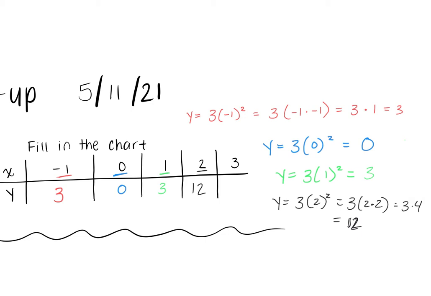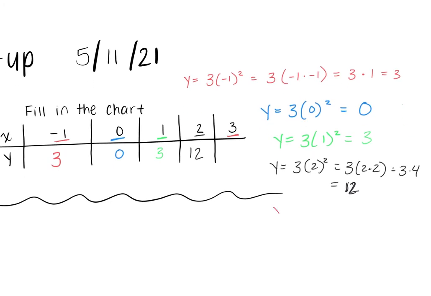And our last one at 3. y equals 3 times 3 squared. Ashton? It would be 3 times 3 times 3. 3 times 9. And then? 27, perfect.